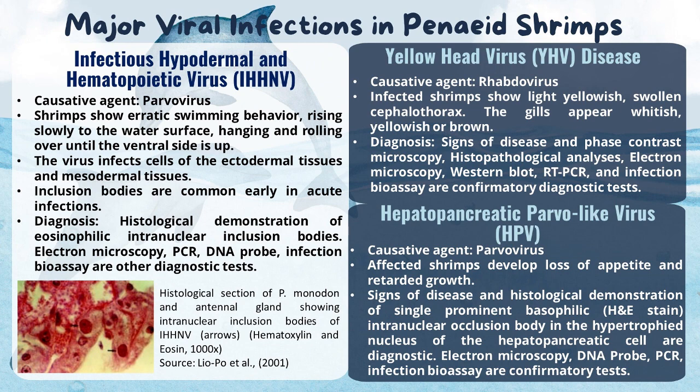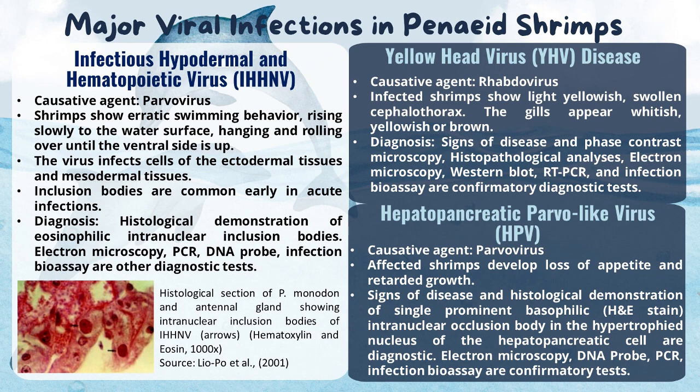Lastly, the hepatopancreatic parvo-like virus or HPV. This viral infection is also caused by parvovirus. It affects larvae, juveniles, and adults of Penaeus monodon, Penaeus merguensis, Penaeus vannamei, Penaeus esculentus, Penaeus semisulcatus, Penaeus penicillatus, Penaeus indicus, and Penaeus chinensis. Affected shrimps develop loss of appetite and retarded growth.